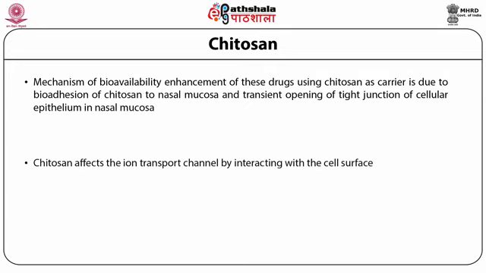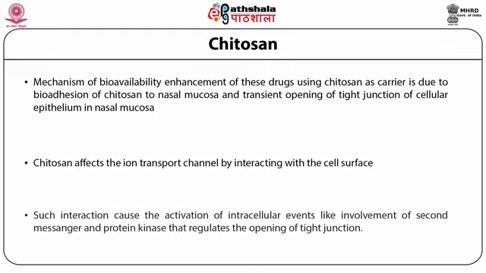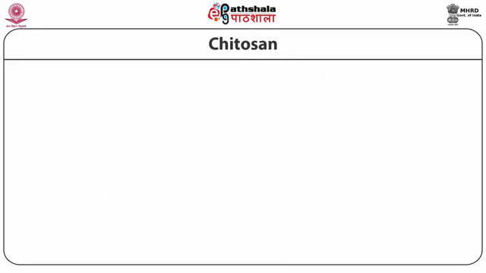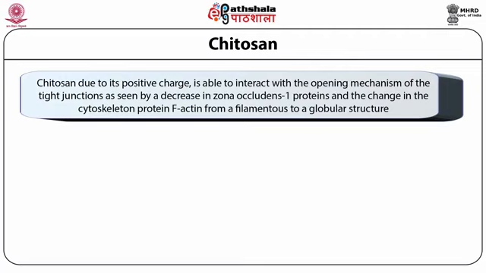Chitosan affects the ion transport channel by interacting with the cell surface. Such interaction causes the activation of intracellular events like involvement of second messenger and protein kinase that regulates the opening of tight junction. Chitosan, due to its positive charge, is able to interact with the opening mechanism of the tight junctions, as seen by decrease in zona occludens 1 proteins and change in the cytoskeleton protein F-actin from a filamentous to a globular structure.